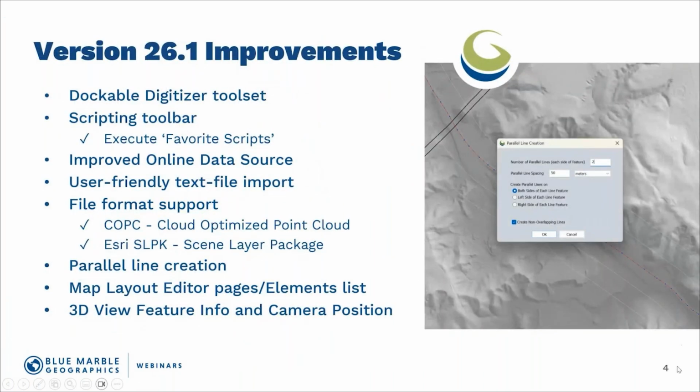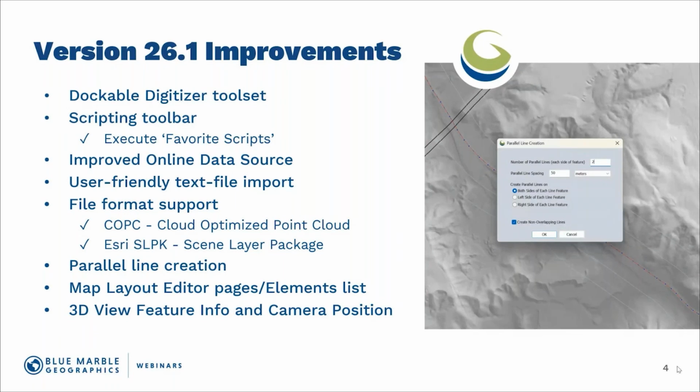All right, so let's get into some of the content for our webinar today. As I mentioned at the beginning, we are talking about version 26.1, the improvements and new features in that version. This is just a quick list of what we'll be going through with some live demos. We have a new dockable digitizer toolset, which rearranges some of the toolbars in the Global Mapper interface to streamline that interface and cluster the digitizer tools together in a more organized way. We have a new scripting toolbar to quickly access some key scripting tools, and a new favorite scripts functionality.